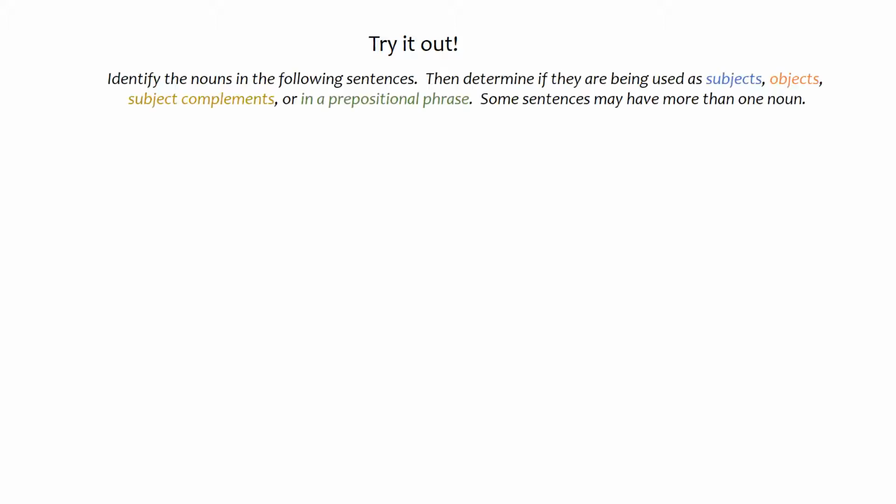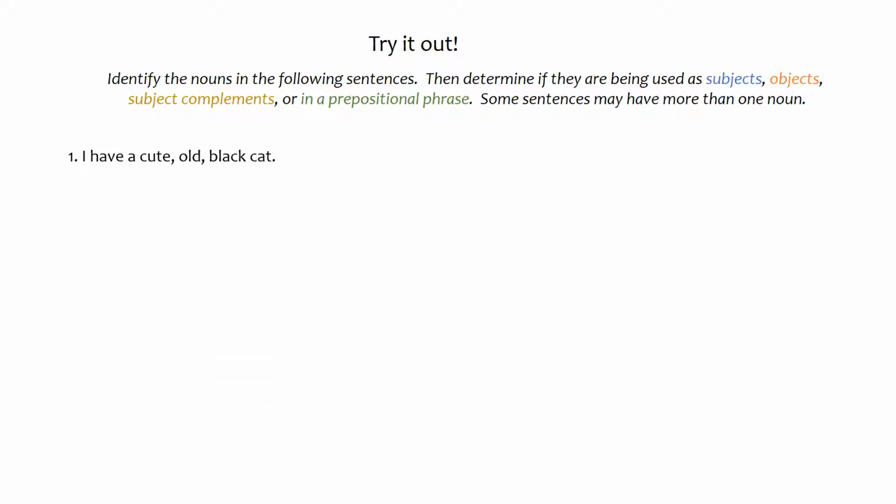So now that we have an idea of what kinds of words are nouns and how to use them in sentences, let's try it out. Identify the nouns in the following sentences. Then determine if they are being used as subjects, objects, subject complements, or in a prepositional phrase. And some sentences may have more than one noun.